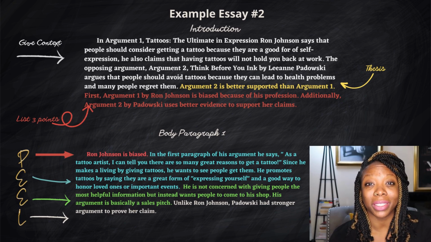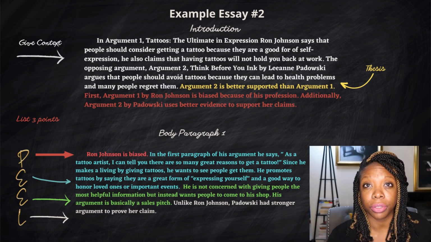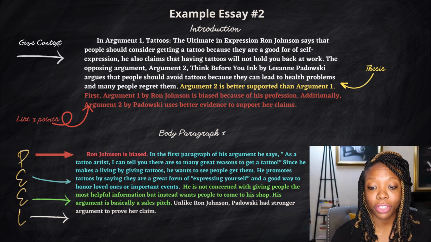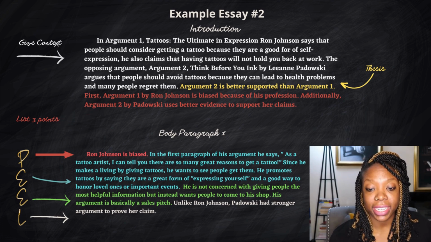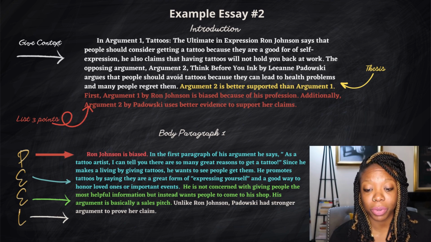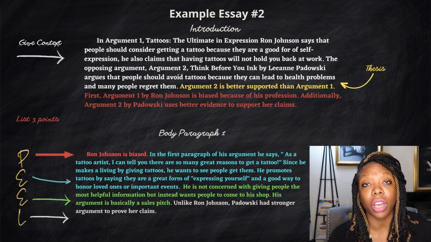Body paragraph 1. Ron Johnson is biased. That's the point. Peel it open. In the first paragraph of his argument, he says, "As a tattoo artist, I can tell you that there are so many great reasons to get a tattoo." Since he makes a living by giving tattoos, he wants to see people get them. He promotes tattoos by saying they're a great form of expressing yourself and a good way to honor loved ones or important events.